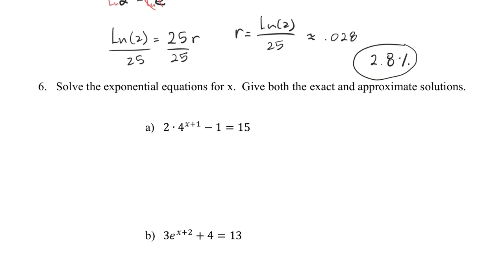So first step is add 1. So we have 2 times 4 to the x minus 1 equal to 16. Then divide by 2.